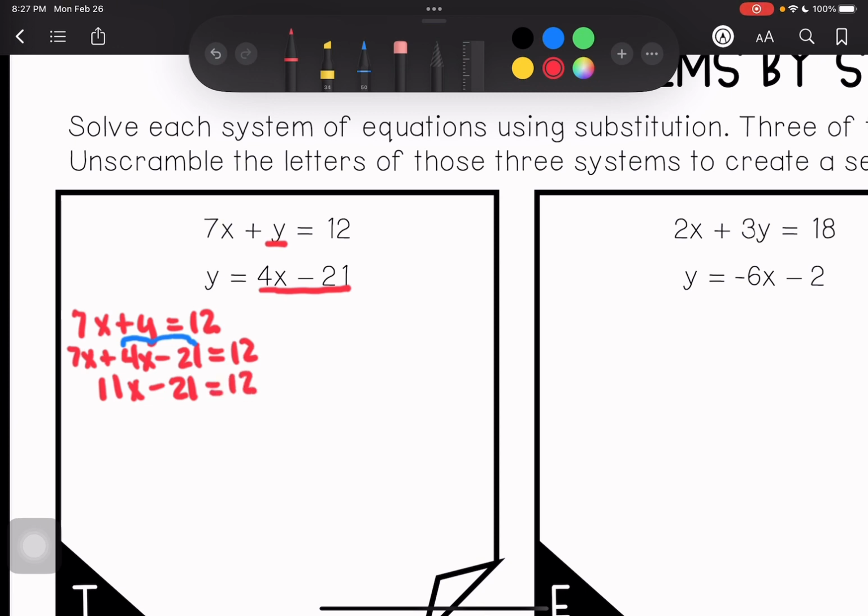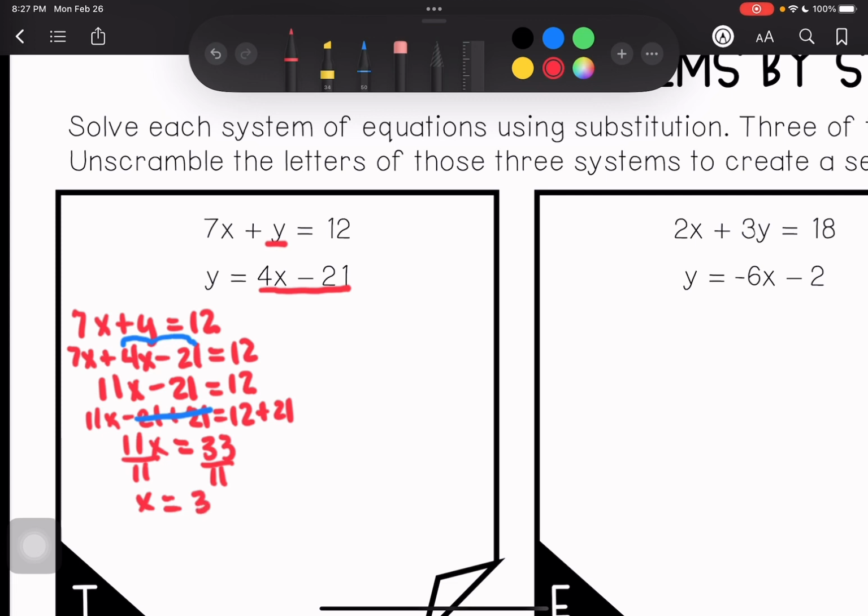And we're going to add 21 to both sides. So we could do the opposite of a subtracted 21. So 12 plus 21, that's 11x. A negative 21 and a positive 21 cancels out. And it leaves me with 12 plus 21, which is 33. Divide both sides by the coefficient 11.